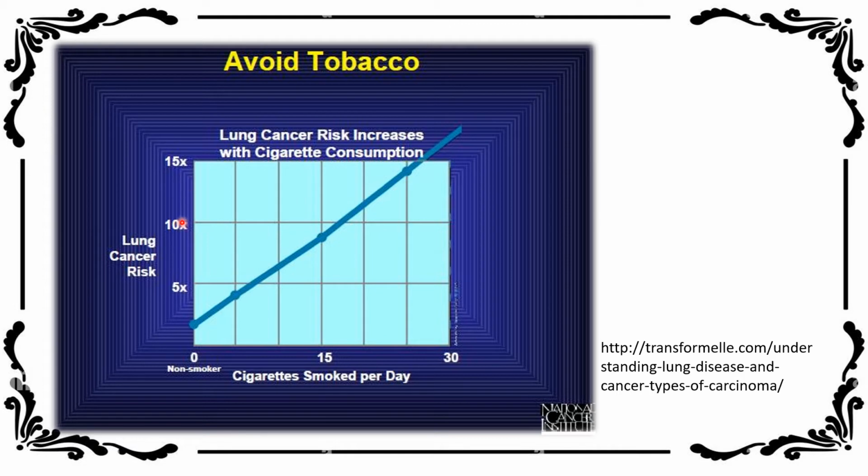So this image just shows you your risk of developing lung cancer. If you are a smoker and you smoke 15 cigarettes per day, you have almost 10 times the risk of developing lung cancer. And if you are smoking more than 30 cigarettes or sticks per day, your risk of developing cancer is 15 times.